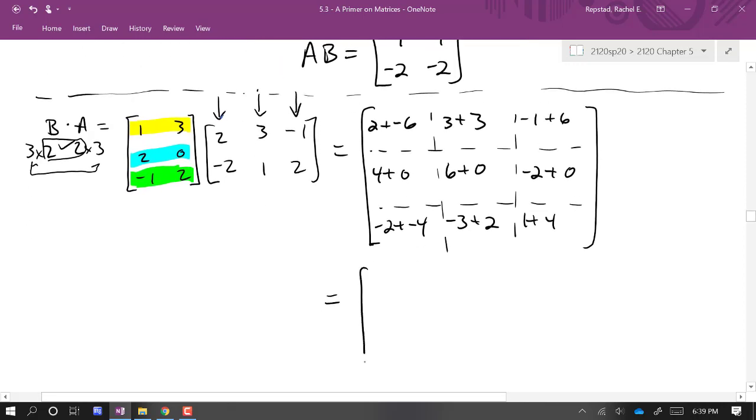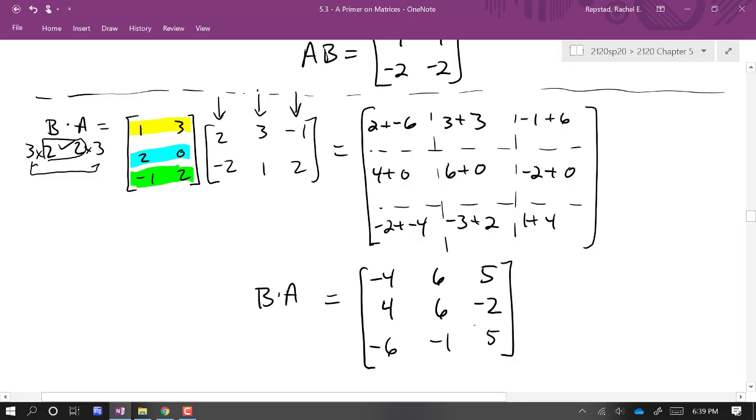Now we just find the sums. Across the top row, -4, 6, and 5. Then second row, 4, 6, -2. Last row, -6, -1, 5. This is B times A.